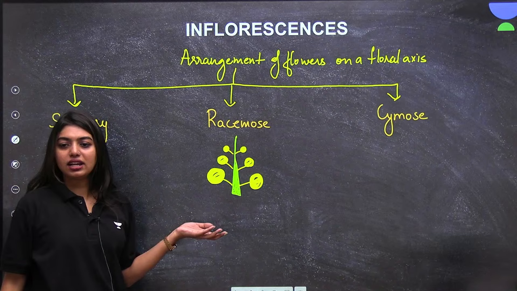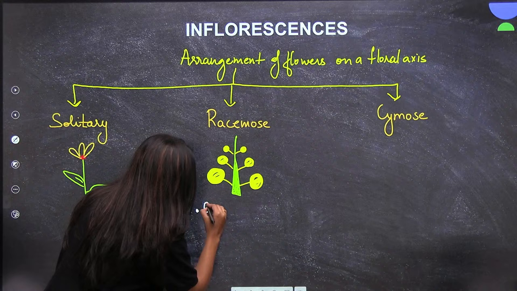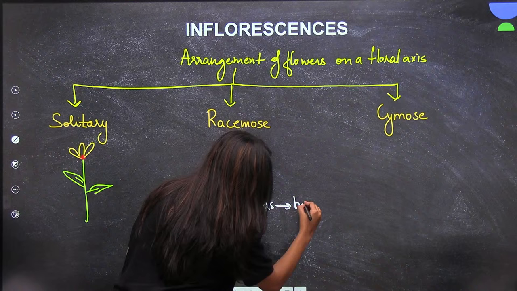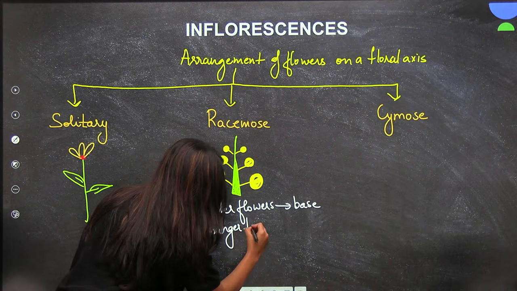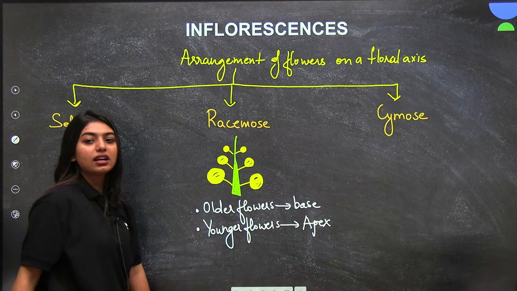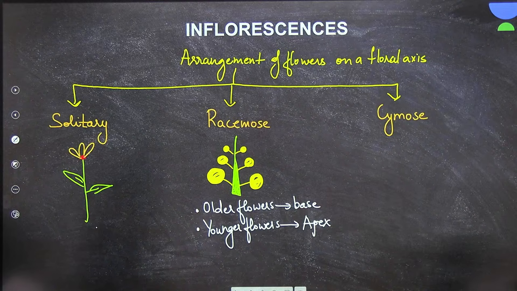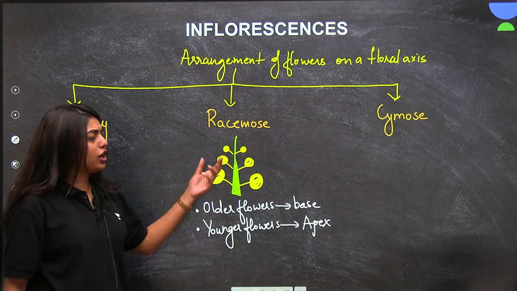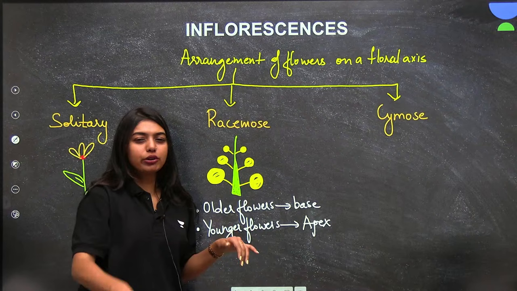So this is your inflorescence, right? Here, what is happening? The older flowers will move to the base. Very, very important: older flowers to the base, and here younger flowers are to the apex. Clear to all of you? So older flowers are to the base and the younger flowers are to the apex. The younger ones are in their shining era, so they go to the top, and you older ones go down.